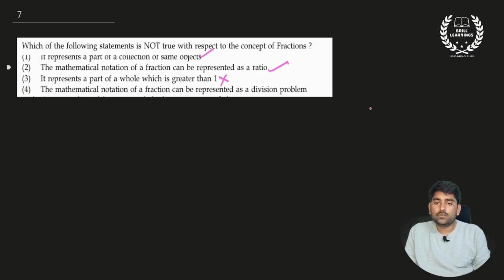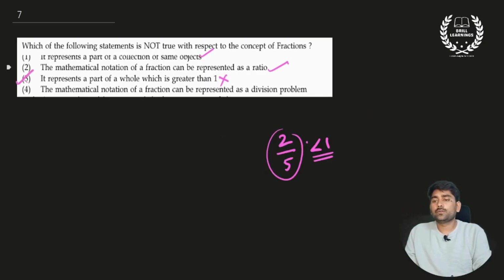It's a wrong statement. Why? We are taking part of a whole. This part can never be greater than the whole, right? If I take 2 by 5, it is always less than 1. Any fraction, we are taking some fraction out of the whole part, then we'll always get a value less than 1 only. So this is our answer. Okay, let's check the final statement. The mathematical notation of a fraction can be represented as a division problem. Yes, right. So let's move to the next question.